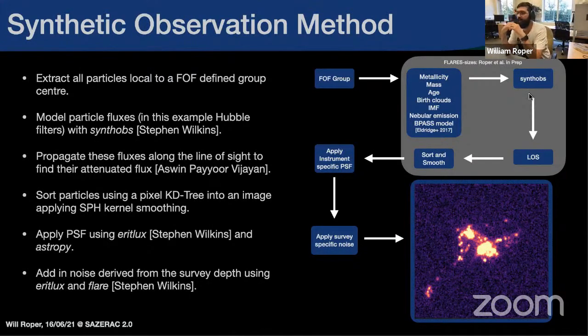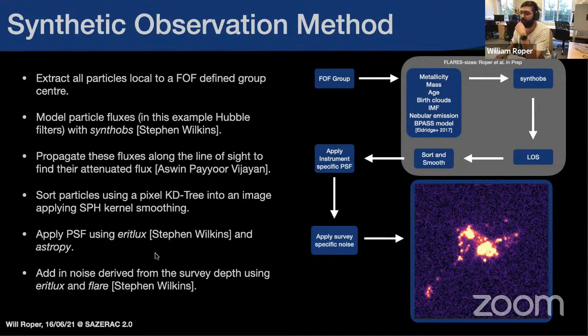These we then pass to a line of sight code written by Ashwin, one of the SOC, and we propagate these fluxes along the line of sight and calculate the attenuation due to dust in the gas particles along the line of sight. Once we have these attenuated fluxes, we can sort them using a pixel KD tree and smooth them by the underlying SPH kernel of that star particle. Then specific to this work, we use a further code by Stephen Wilkins, Synthesizer, which is a helper function for doing telescope emulation and survey emulation, and apply an instrument-specific PSF and then a survey-specific noise level.